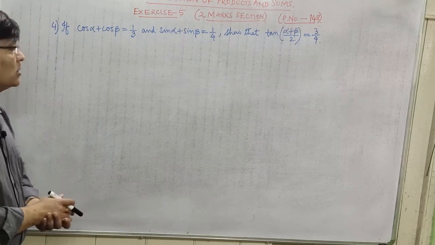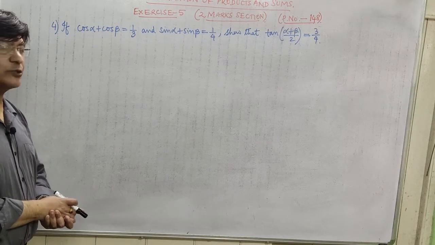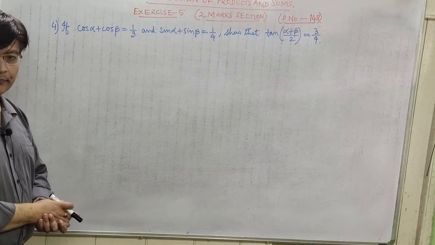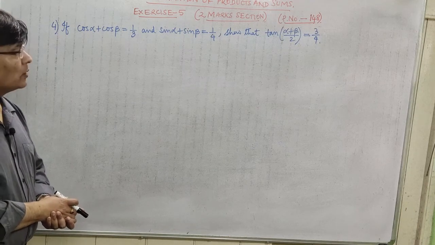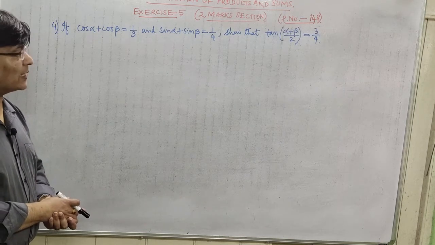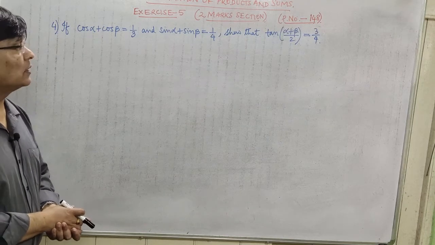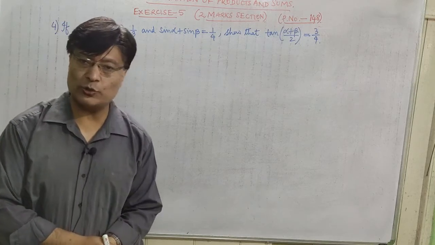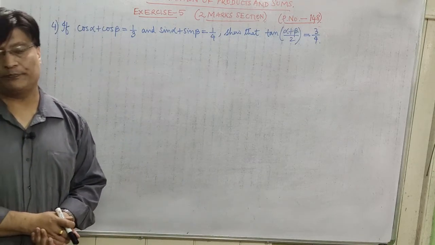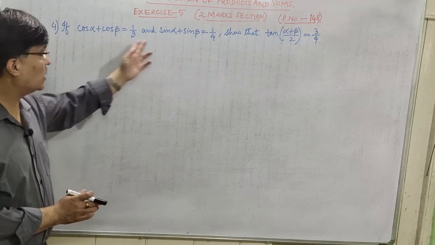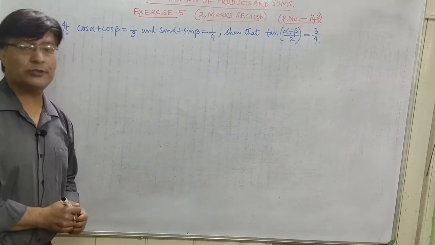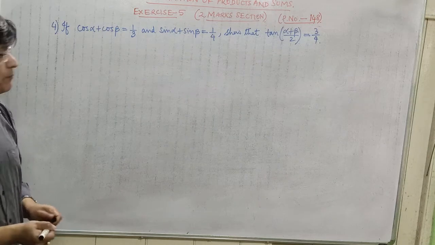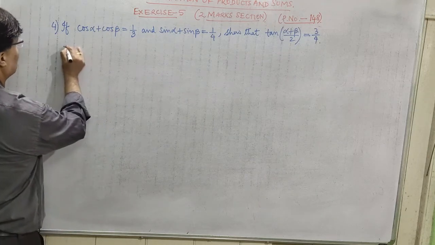The question is, if cos alpha plus cos beta is equal to 1 upon 3 and sin alpha plus sin beta is equal to 1 upon 4, then you have to show that tan of within bracket (alpha plus beta) by 2 is equal to 3 upon 4. From these two given, you have to prove tan of (alpha plus beta) by 2 is equal to 3 upon 4.